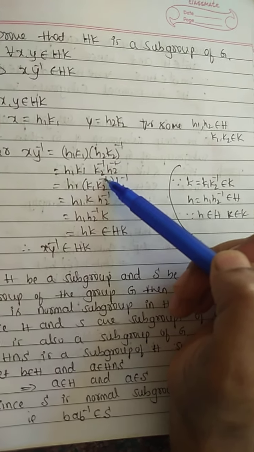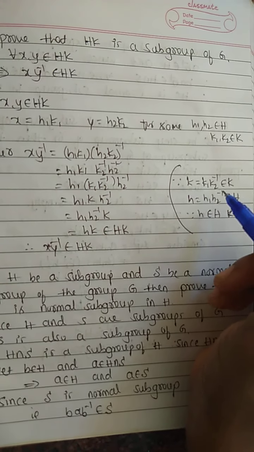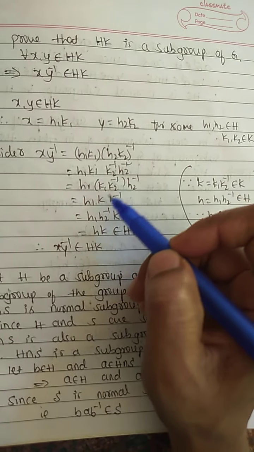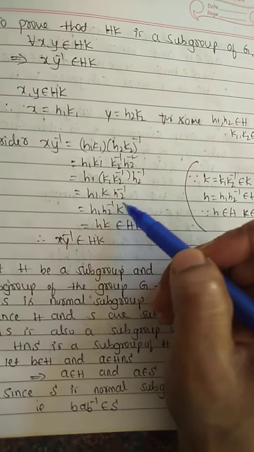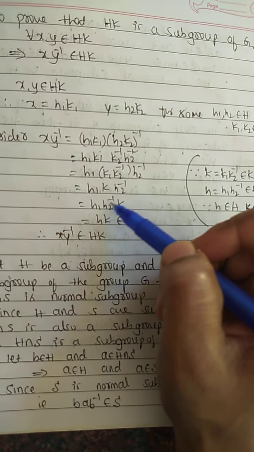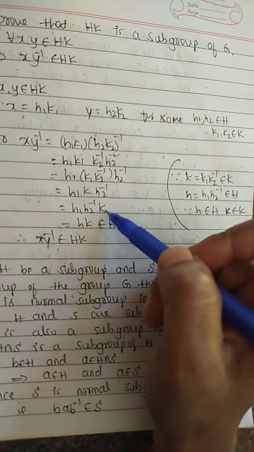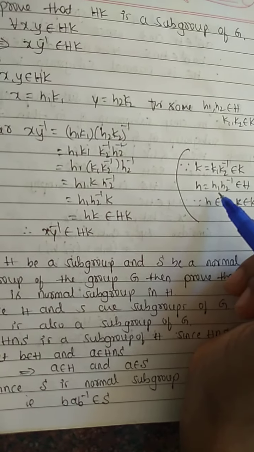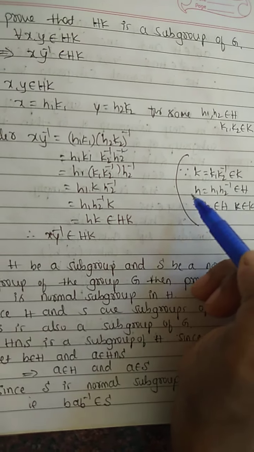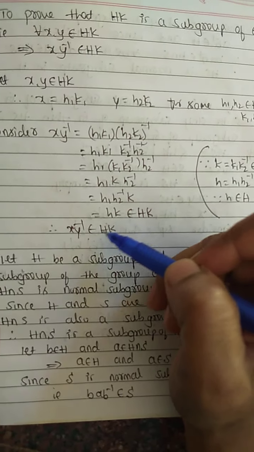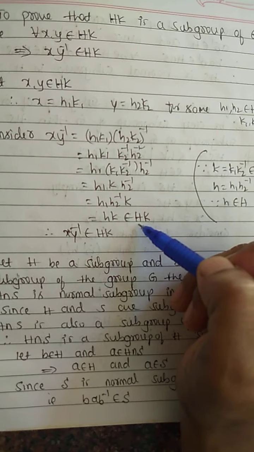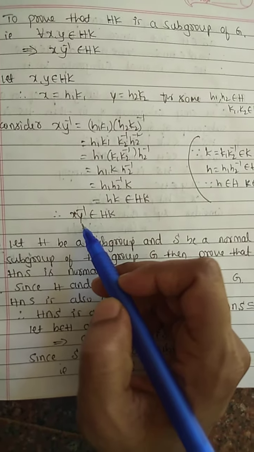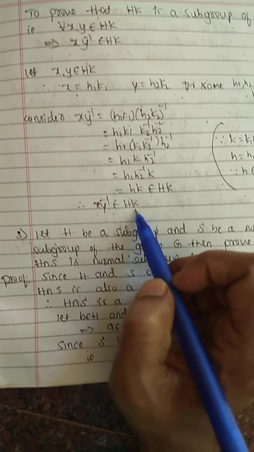Here k1 k2 inverse belongs to K, therefore this can be written as k. Instead of k1 k2 inverse we write k. h1 k h2 inverse. Here k h2 inverse can be written as h2 inverse k. h1 h2 inverse belongs to H, so we can write it as h, so we get hk, where h belongs to H, k belongs to K. Therefore x y inverse belongs to HK.